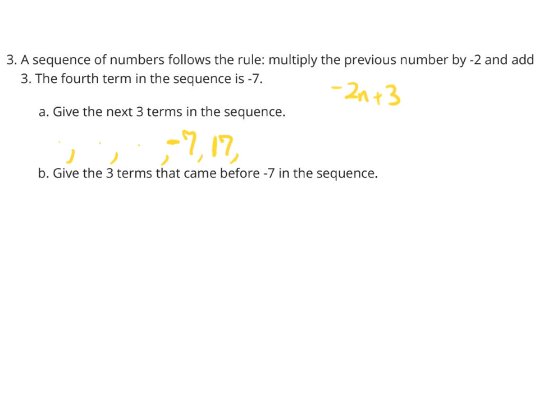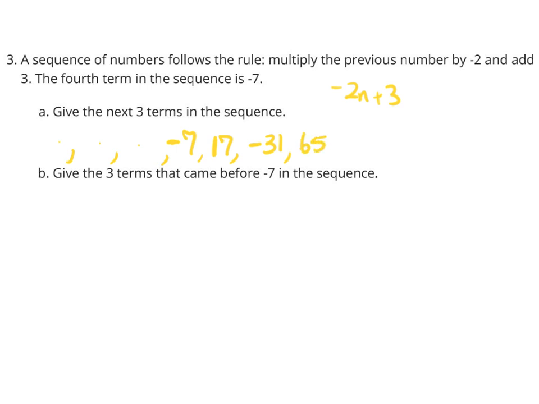17 times -2 is -34. -34 plus 3 is -31. And because we're multiplying by negative, we should see negative, positive, negative, positive, negative. So we added 1, 2, we need one more. -31 times -2 is positive 62 plus 3 is positive 65.